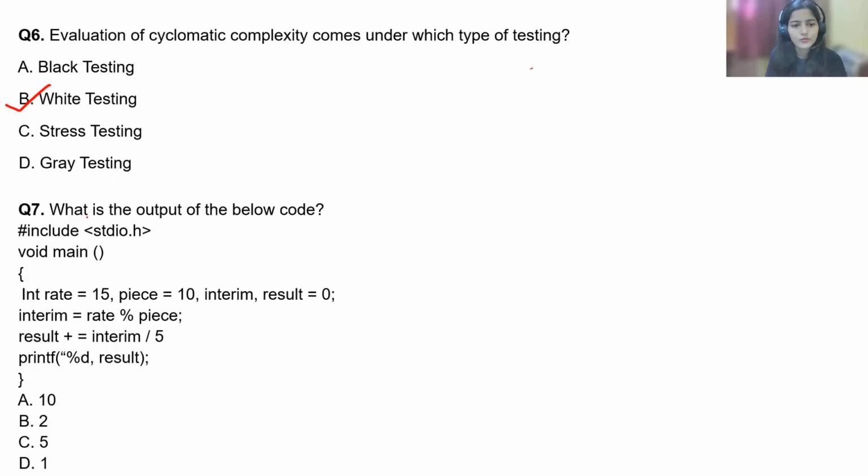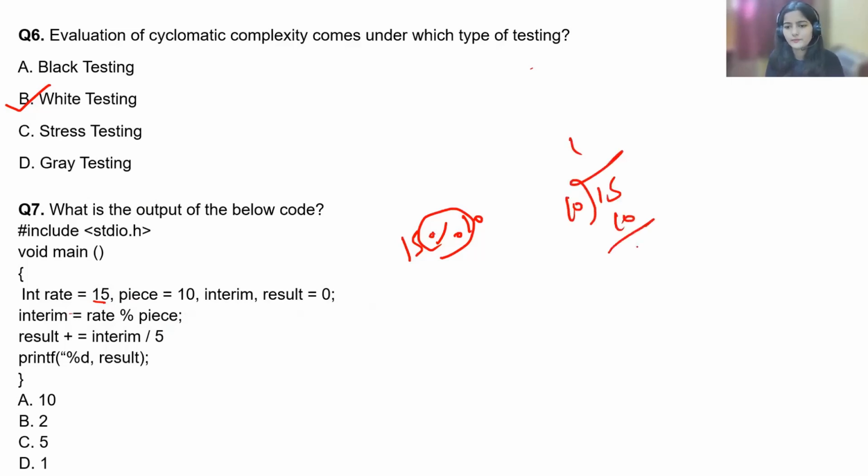Well, let's see our next question. What is the output of the following code? So here's a code given. Here we have some integer variables: rate, which has been initialized with 15, piece, which has been initialized with 10, and interim and result initialized with 0. Now we are initializing interim equal to rate mod piece. So the rate value is 15, 15 mod 10. Mod gives us the remainder. If you divide 15 by 10, 10 goes once, so what will be the remainder? 5. So 5 will be put into the interim variable.